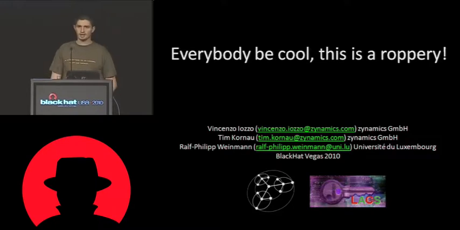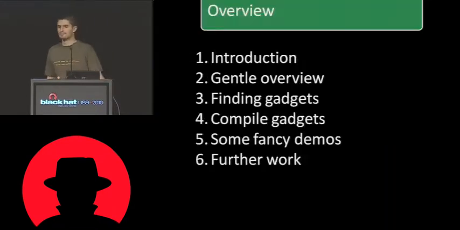The talk is about a way to automatically find gadgets when it comes to return-oriented programming exploitation. So let's just start. I will do the boring part of the talk, the introduction and the overview, and then Tim will explain the algorithm to find gadgets, and Ralf will talk about how to chain gadgets together by means of a compiler. Then we will show you some fancy demos, and we will hopefully discuss further work with you.